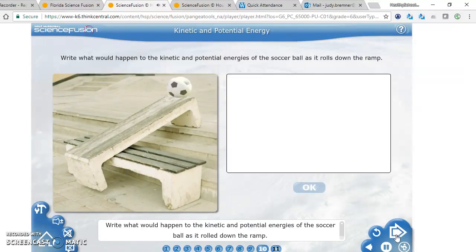Look at the picture. Write what would happen to the kinetic and potential energy of the soccer ball as it rolls down the ramp. When the soccer ball is at the top of the ramp, it has mostly potential energy. As it begins to roll down the ramp, that potential energy converts to kinetic energy. At the bottom of the ramp, it has mostly kinetic energy.